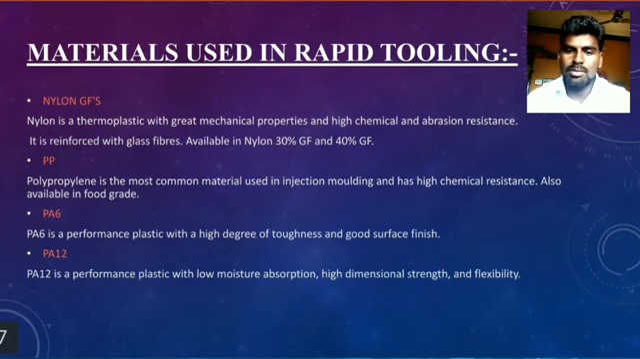PA6. It is polyamide 6, otherwise called polycaprolactam. High degree of toughness, great surface finish, fatigue strength, high strength and rigidity. PA12, also known as nylon 12. It is a general use plastic with broad additive applications, low moisture absorption, high dimensional strength and flexibility. It is used in injection molding because it is long lasting, and its mechanical strength is high.